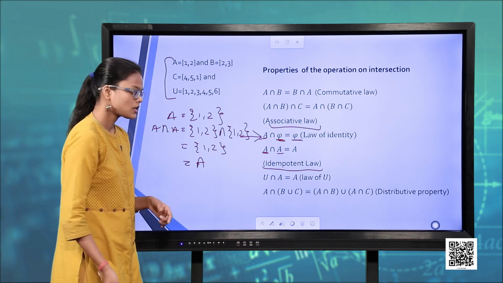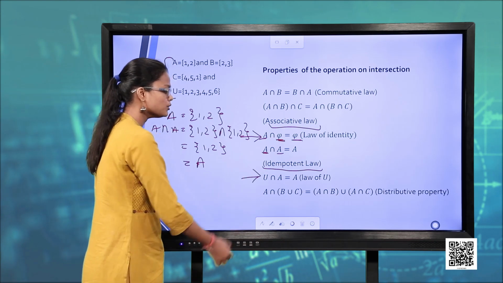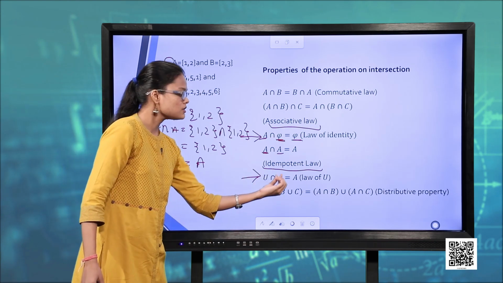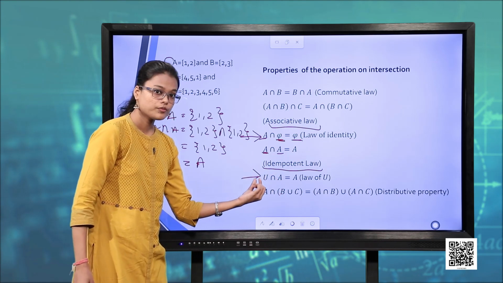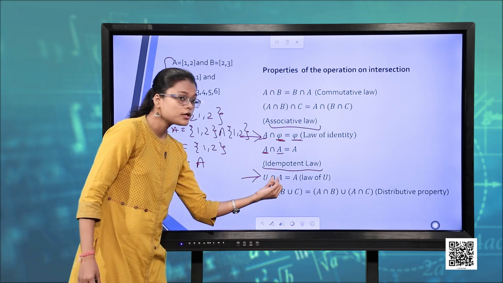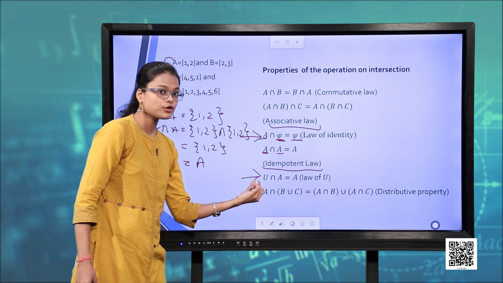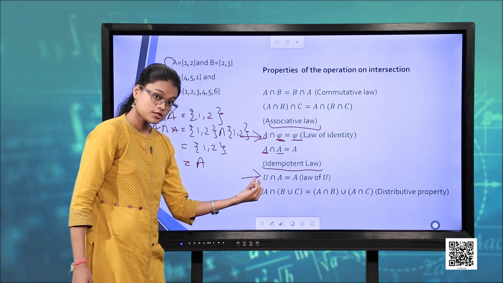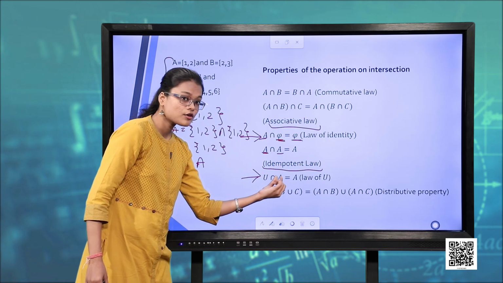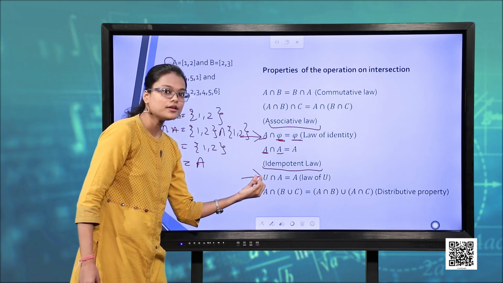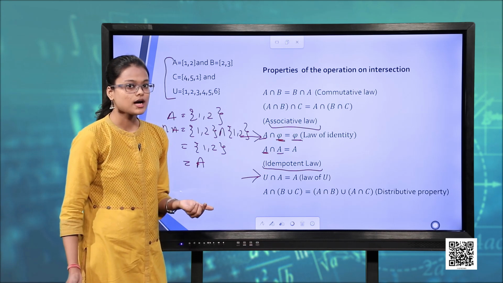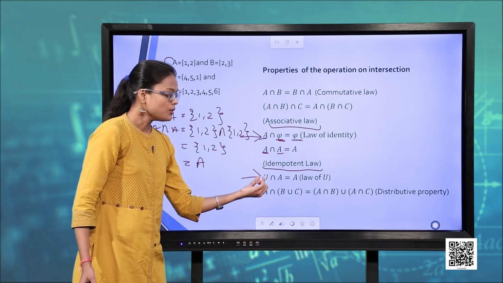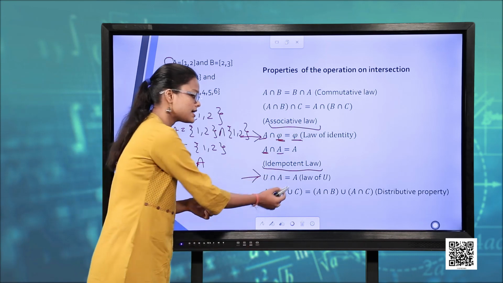Okay? Now, the law of U intersection A, where A is a subset of U. That means every element of A is a member of U. That also means that every element of A is a common element. And so, what will be the answer? U intersection A will be the set A.